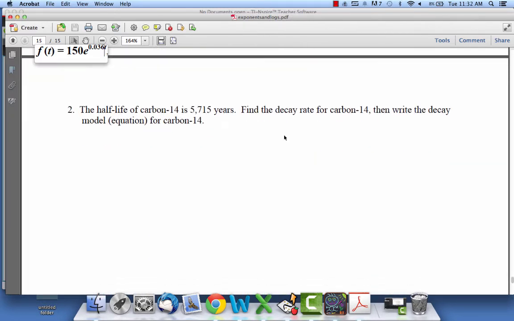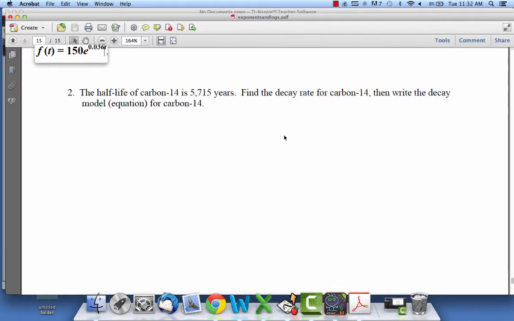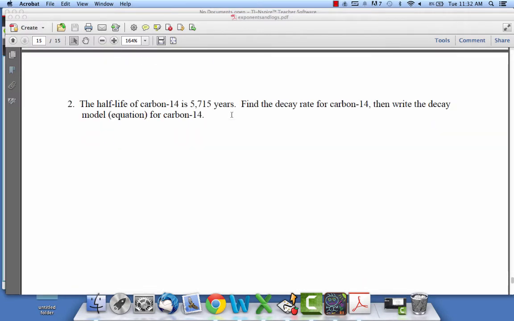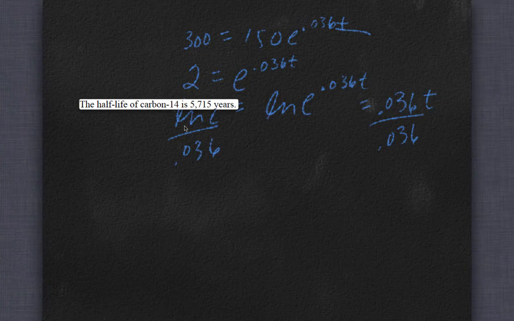Okay, so the half-life of carbon-14 is 5,715 years. That means after 5,715 years, half of whatever it was is left. So we want to find k and then write the equation. Okay? So we have this. You've heard of carbon dating. This is how this is done.